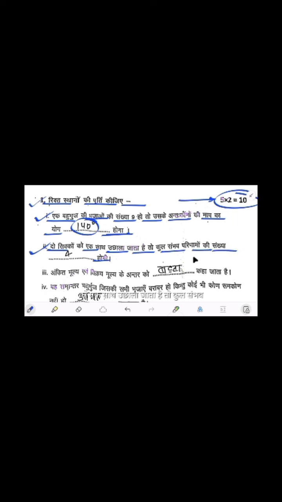The next question is, if 2 coins are tossed simultaneously, then what will be the total number of possible outcomes? So look, if there are 2 coins, on one side it is tail and on the other side it is head. On the other coin too, one side is head and one side is tail. So either tail will come or head will come. That is, we will get 4. So yours will be 4.